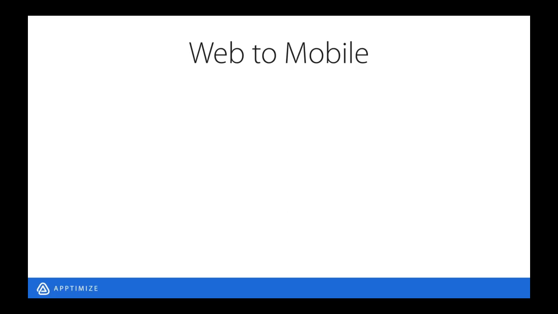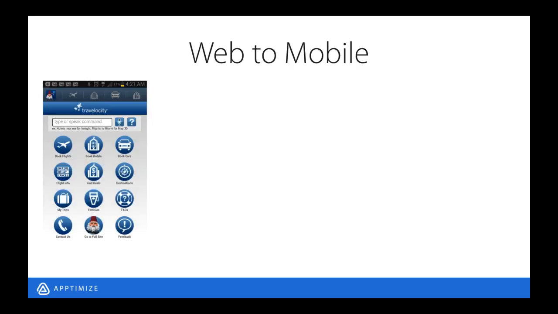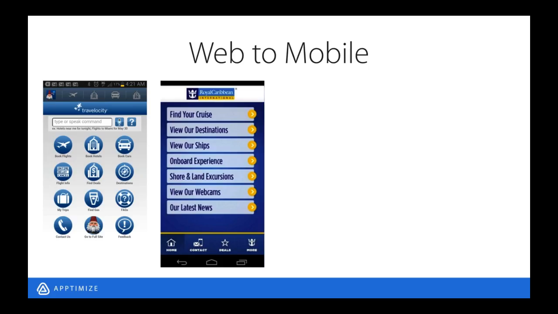So let's take an example. As you can see with Travelocity, there's a lot of stuff going on there. And there's just too much. You're not really sure what to do. The same thing with Royal Caribbean. There's lots of stuff on here. Find your cruise, view our destinations, view our ships, see webcams, and so on.